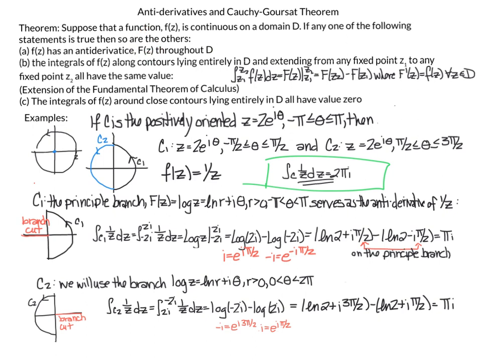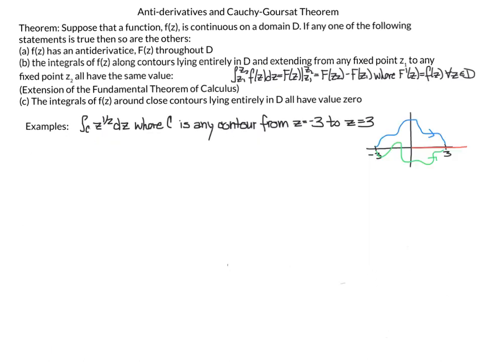So what we had to do was change our contour because we wanted the contour to lie entirely in a domain where f of z would exist. So we changed our contour and we broke it up into two halves, and each half had a different branch cut, so that when we went around the contour, we wouldn't intersect the branch cut, and our antiderivative would be defined.